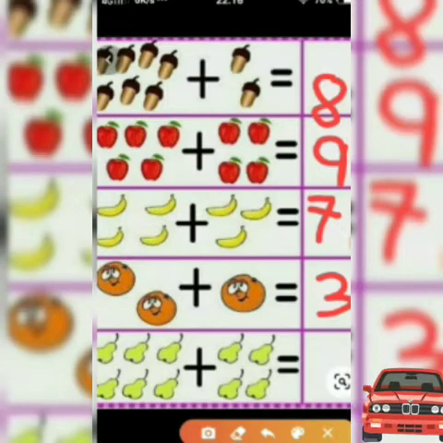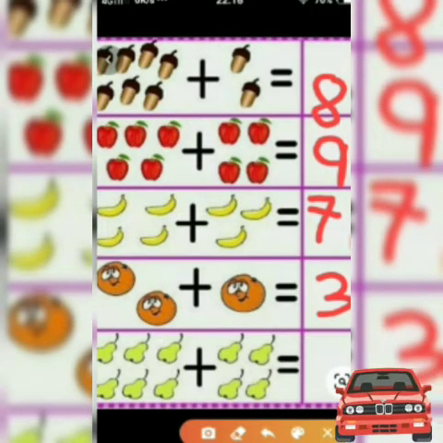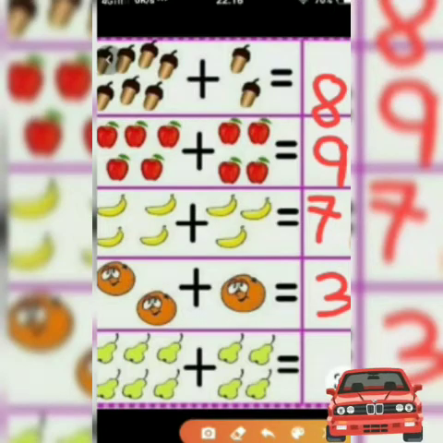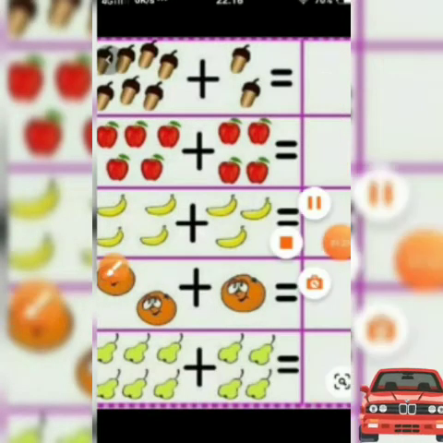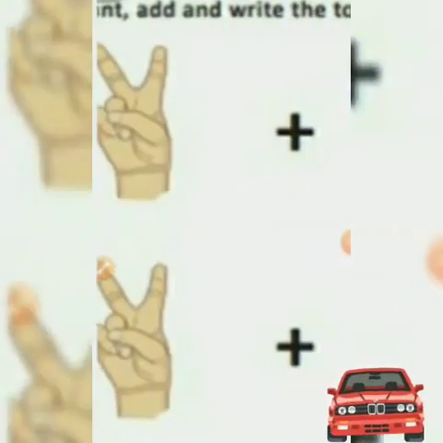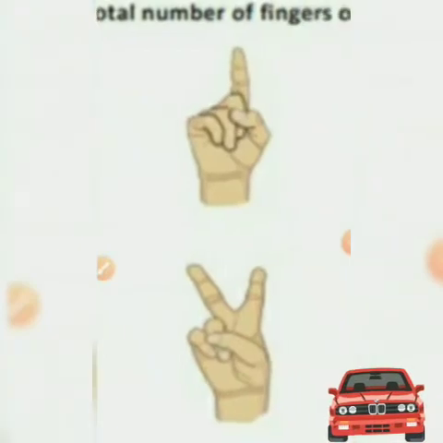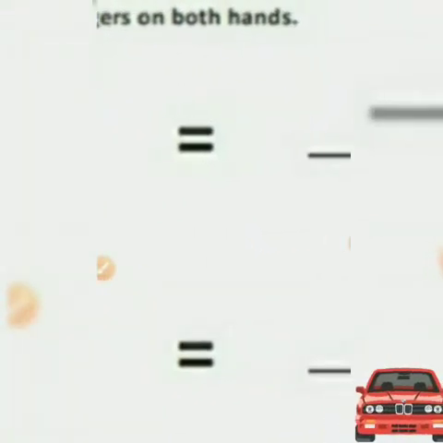1, 2, 3, 4, 5, 6 pair plus 1, 2, 3, 4. So 6 plus 4 equals 10. Count, add and write the total number of fingers on both hands.